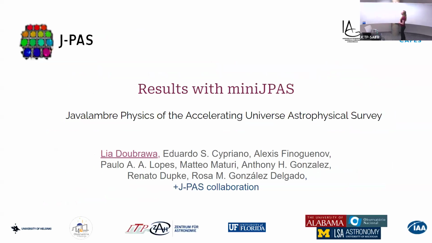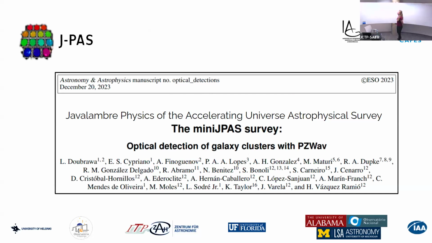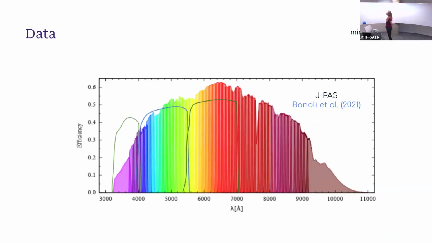So these are my first results with miniJPAS. We also published a paper about that at the end of last year. J-PAS is a photometric survey which uses several narrowband filters. You see here 55 filters, 54, sorry. 3 of them are broadband filters and 51 are narrowband filters. And we have a photometric error around 0.013.